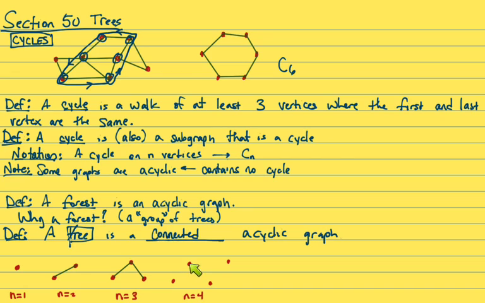Now, if I've got four vertices, one way to make that a tree is to follow a path along the four vertices. So on the first one, this is possible. But also, the second option is possible, the one that's right here. So neither one of these have any cycles in them, so they would be considered trees with four vertices.